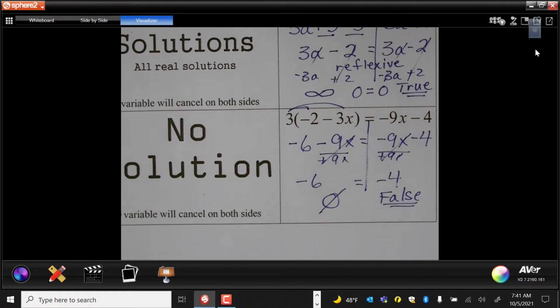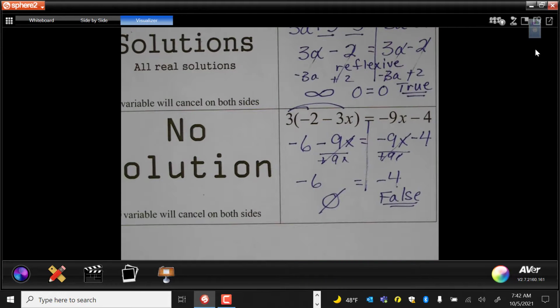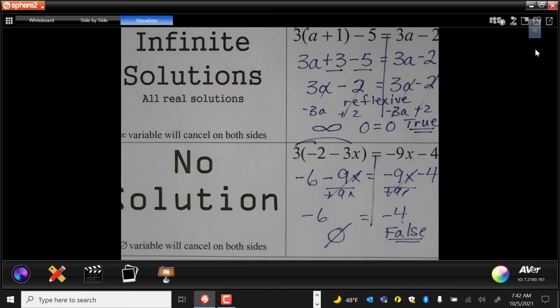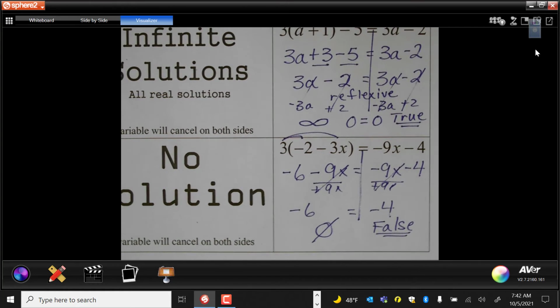So just be aware of that when you start solving equations, that if you get the same variable on both sides, same coefficient, it's either going to be infinitely many solutions, or it's going to be no solution, based on if we have a true or a false statement.